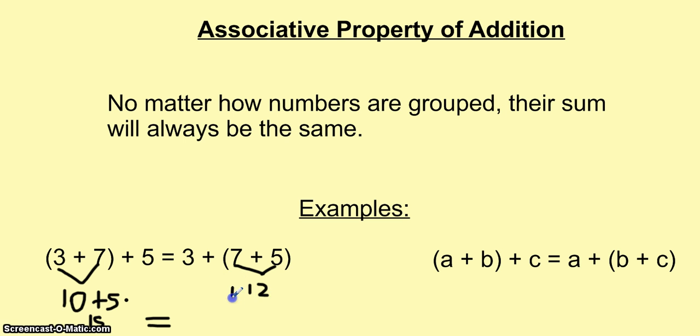And then add 3, which is also a 15. So they are equivalent expressions. And that is the use of the associative property of addition. And same when I have all variables. A plus B plus C is equivalent to A plus B plus C. Okay.